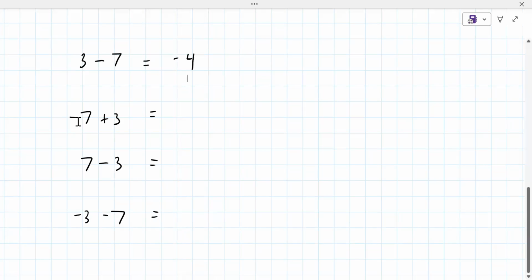So the second one is like the first one. You've got one positive and one negative. So you decide, well, which one is further from 0? That tells you the sign. Negative 7 is further from 0 than 3. And then you take the larger and subtract the smaller without the sign. So negative 4. Yes. Okay, try the next one, please.